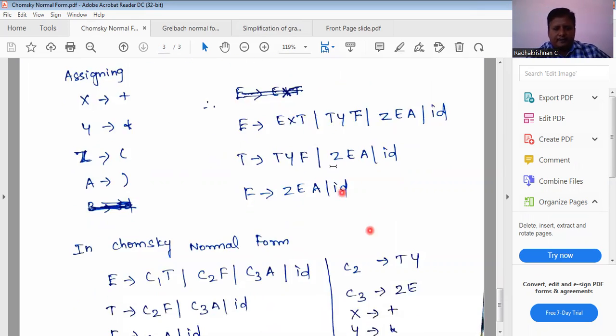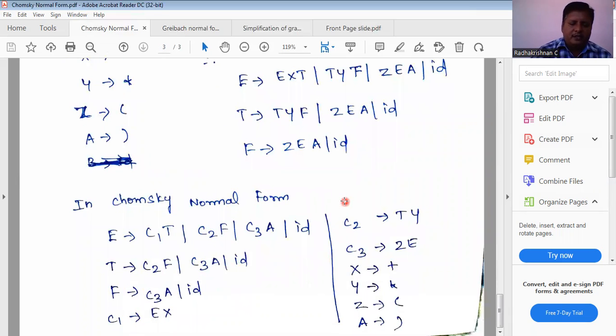Now you have to calculate. EXT we replace by C1 T. What is C1? C1 is nothing but EX. Now this particular rule TYF we can rewrite as C2 F. What is the value of C2? TY. Next, ZEA we replace by C3 A. The C3 value will be ZE. Next, ID is one character. Similarly for C2 F, C3 A, ID. Here C3 A, ID. That is our simplified format of the CNF rule of the given grammar.